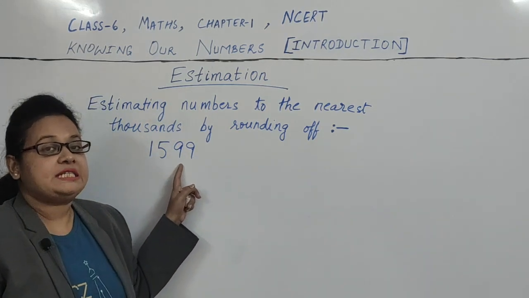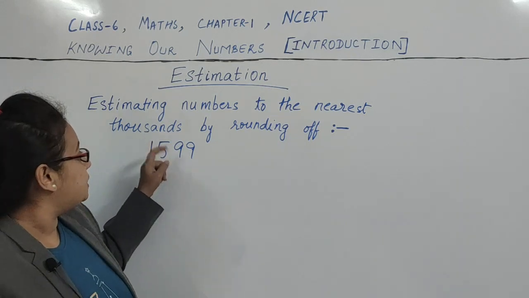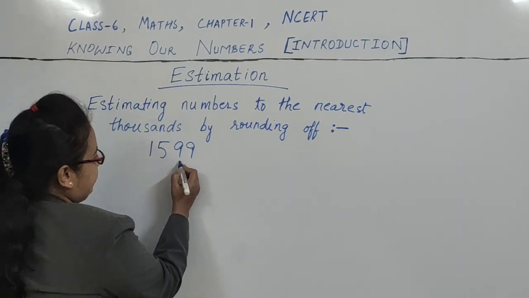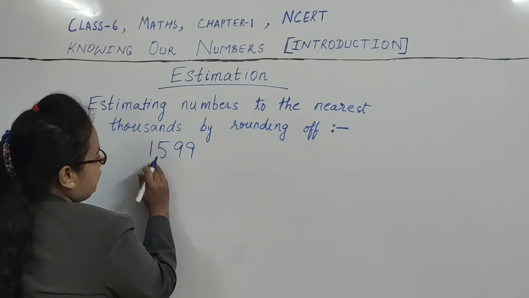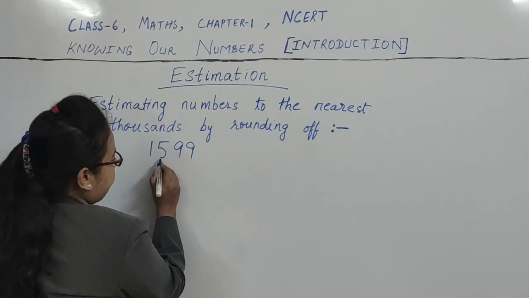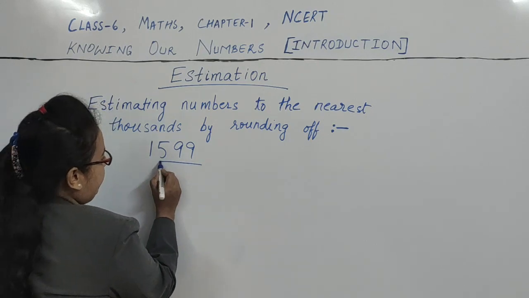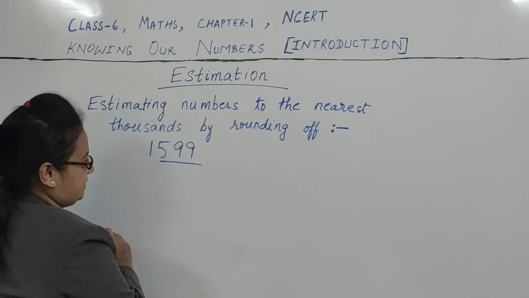This is 1599 and we have to estimate this number to the nearest thousands. Okay, so what we will do? Ones, tens, hundreds and thousands. We will look at the digits before the thousands place. This is the thousands place, so we will look at the digits before it.